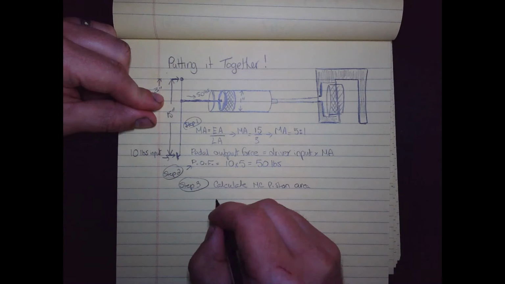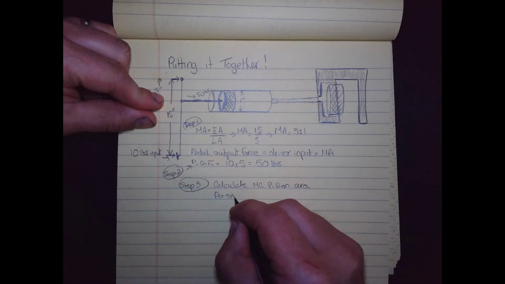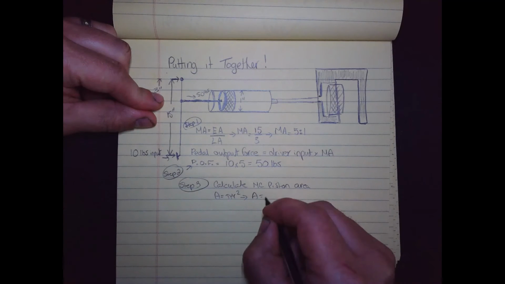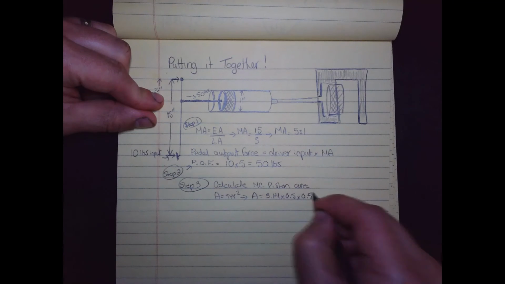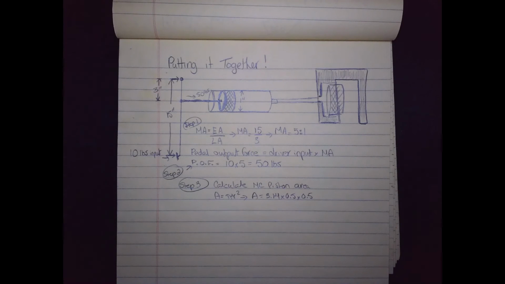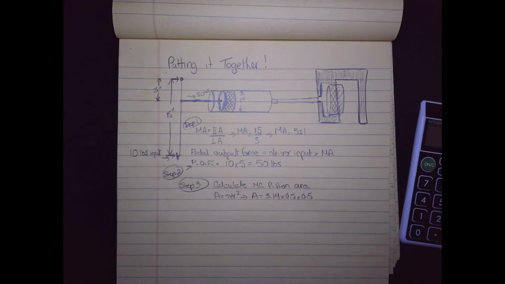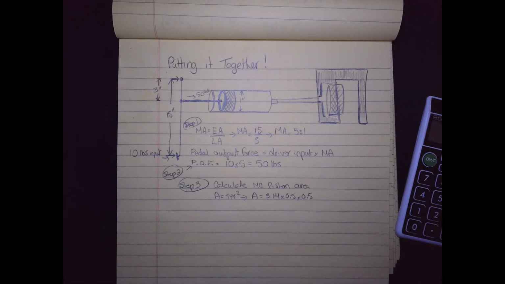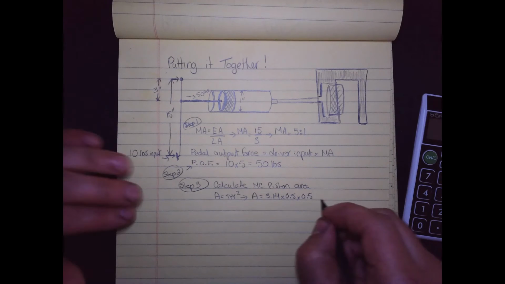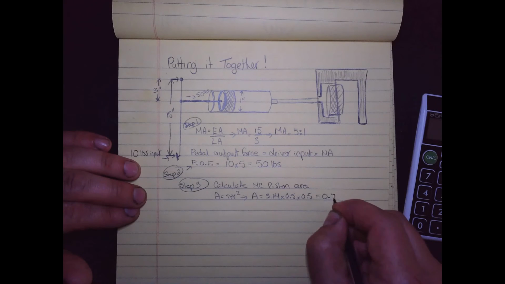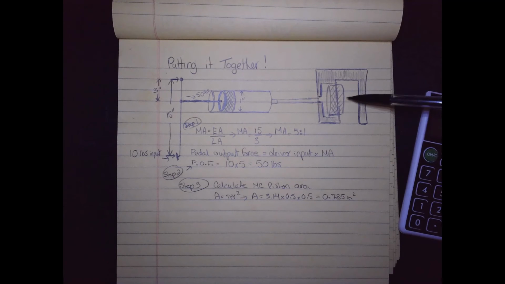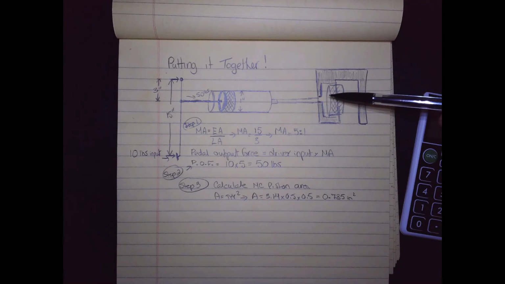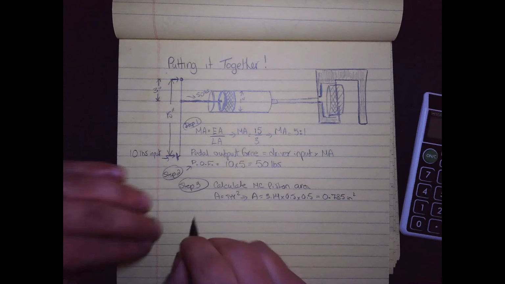And we know A is pi r squared, which is going to give us 3.14 times 0.5 times 0.5. And I just did this, but I can't remember what the number was. So 3.14 times 0.5 times 0.5 equals 0.785 square inches. And then we're also going to need to know the effective area of the piston for the caliper as well. So we'll call that step 4.